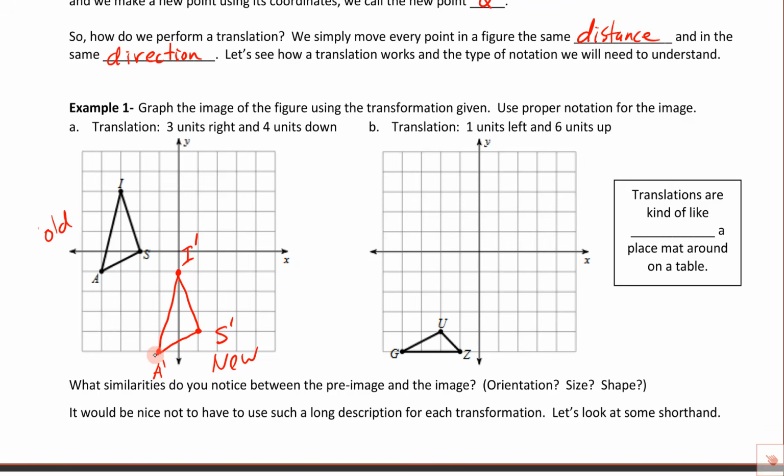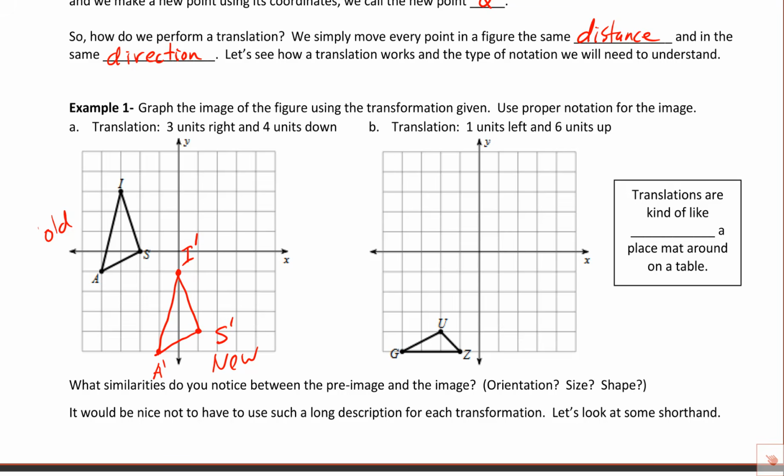Now the cool thing about these geometric figures is if you just move the vertices, if you move the points at the corner, you're going to get that new shape over here. So we've got the old one, triangle IAS, the new one, triangle A prime, I prime, S prime. That's the new one, and you'll notice that it looks very, very similar.